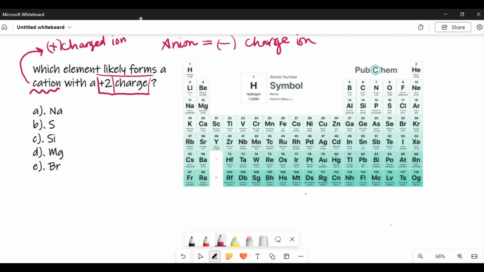You have sodium, which is the sodium atom. We have sulfur, we have silicon, we have magnesium, and we have bromine. Now, for those of you who are not aware, the left side of the periodic table is the side that tends to be positively charged, because this is the metal side. So you see the lithium group right here, the beryllium group, the boron group. So basically group 1, group 2, group 13, all are metals. So metals tend to be positively charged.